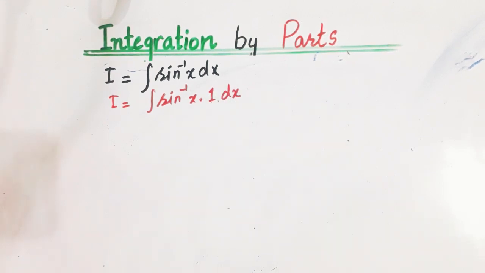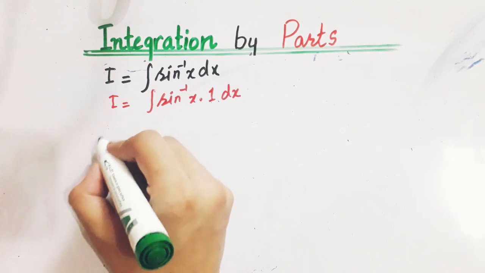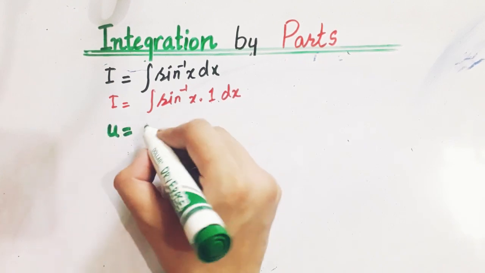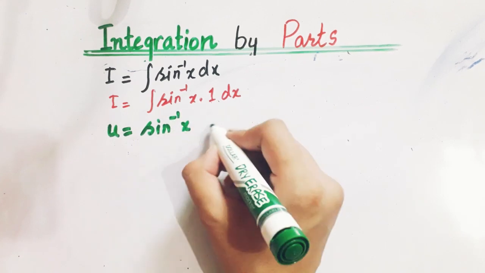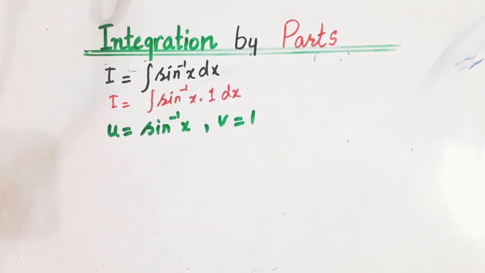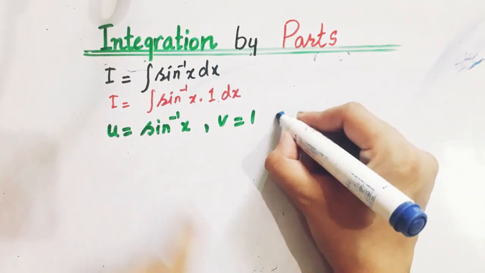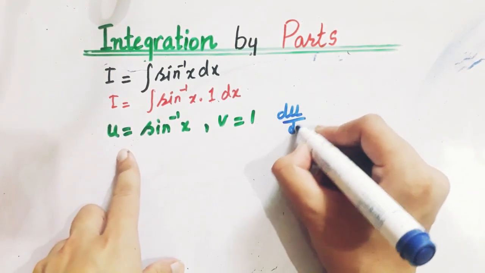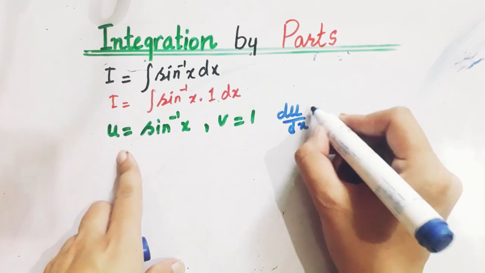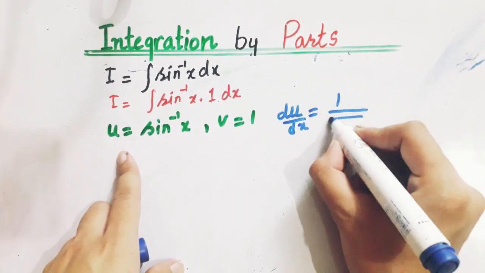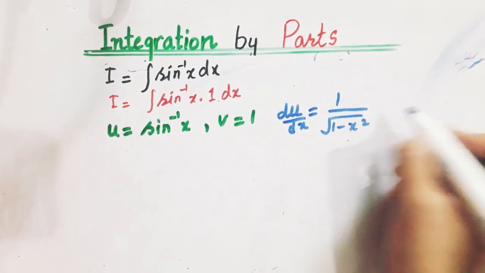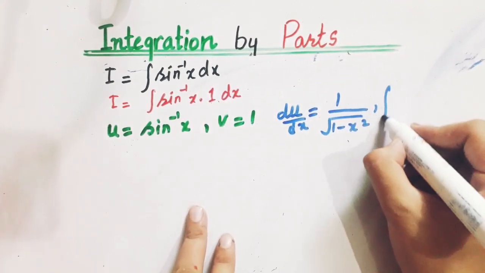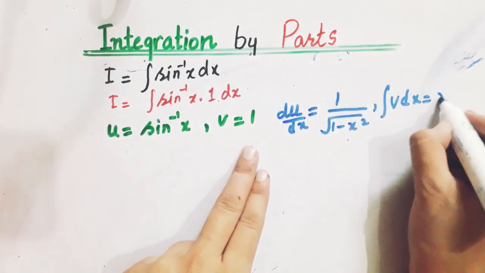Then write u equals sine inverse of x and v equals 1, and we will get du by dx that will be equal 1 by square root 1 minus x square, and integration of v d of x equals x.